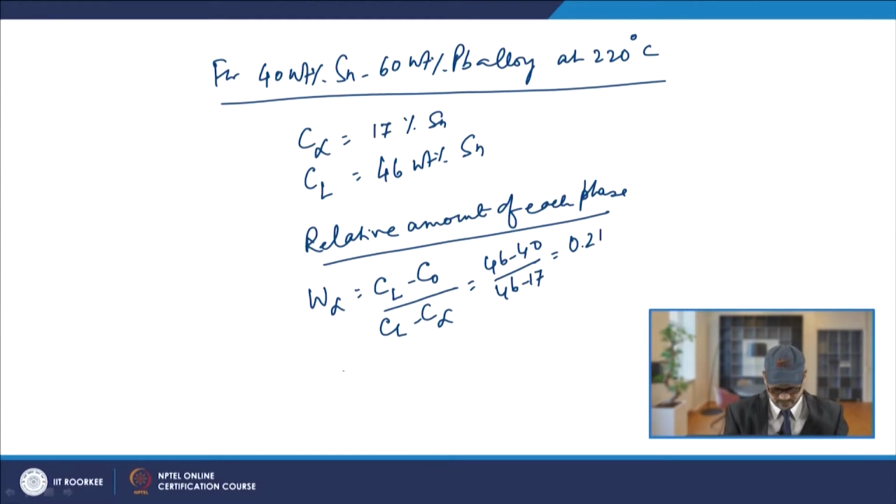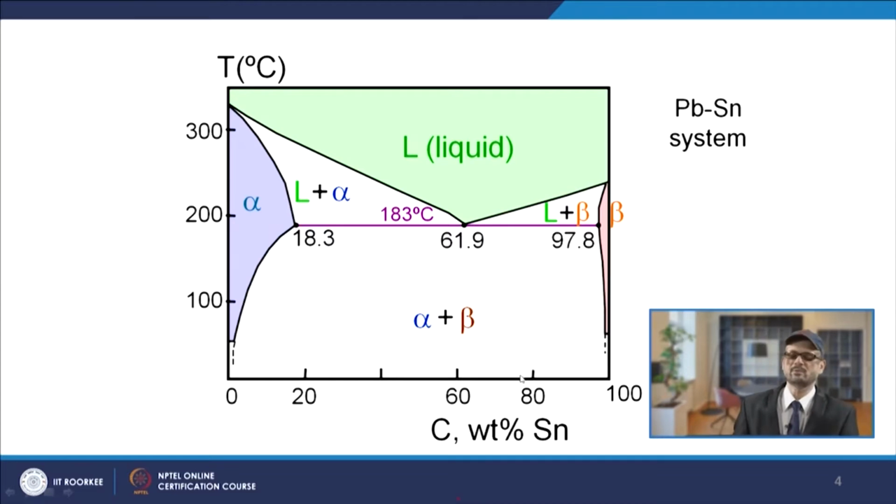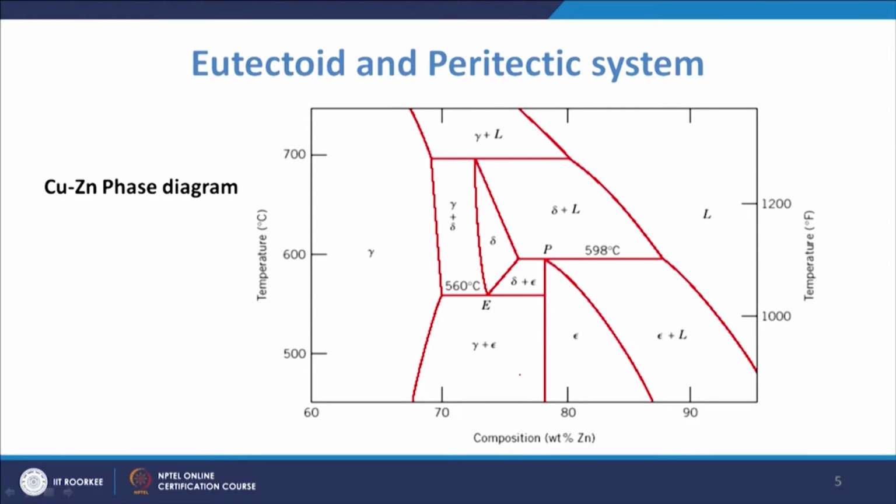Similarly, you can find the liquid percentage, which will be according to the line cutting toward the alpha zone. So it will be C naught minus C alpha divided by C L minus C alpha, and in this case it will be 1 minus 0.21, so it will be 0.79. Such is the way you calculate the relative amount of phases formed in these phase diagrams. Now, you will also come across other kinds of phase diagrams.